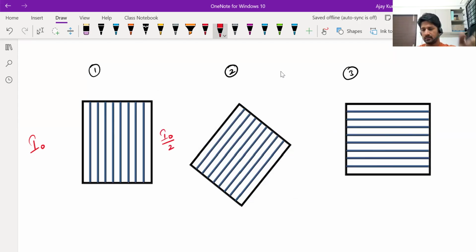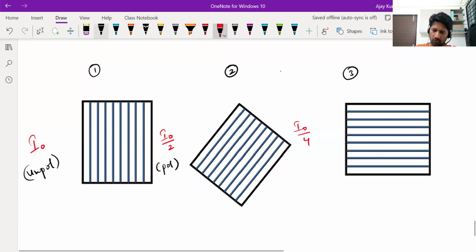Good. Now the second one makes 45 degrees with the first one. So what will it do to the intensity? It'll become I naught by 4. Incident light was unpolarized. This is polarized now, but again it makes 45 degrees. So yeah, what you said is correct. It becomes I naught by 4. This is also polarized itself in a different direction. At 45 degrees with the y-axis, it is polarized. Now that light which is polarized at 45 degrees with the y-axis is passed through another polaroid now. What will the third polaroid do to the intensity?